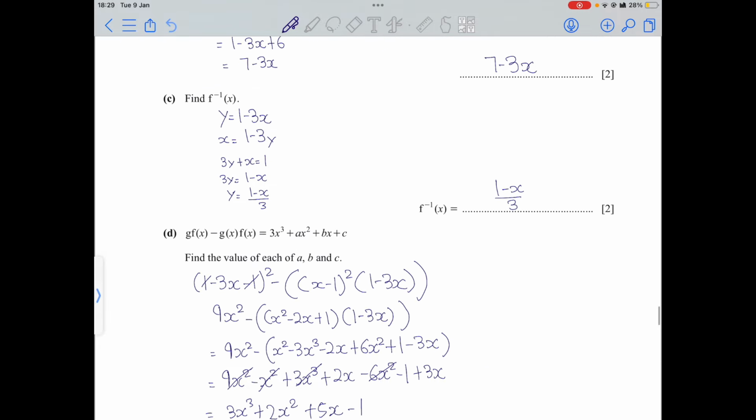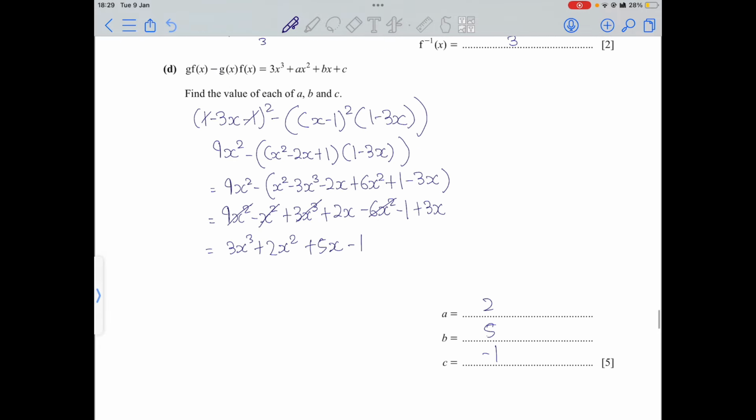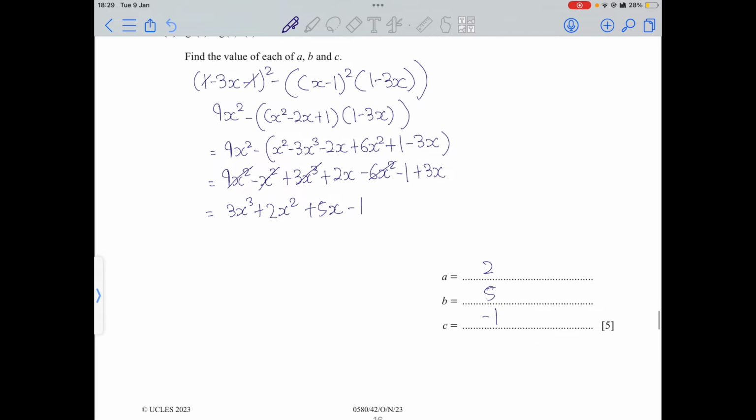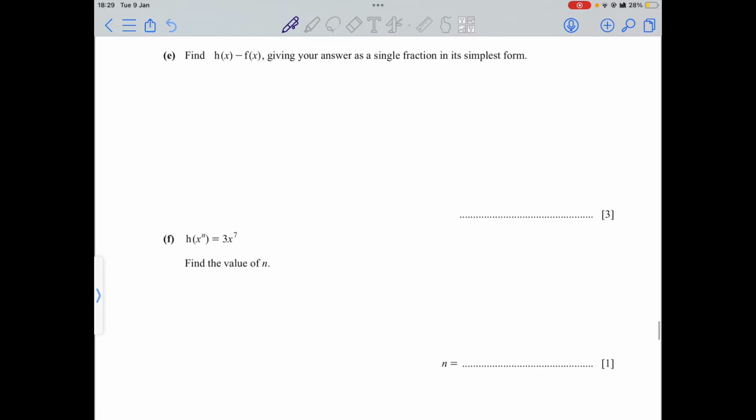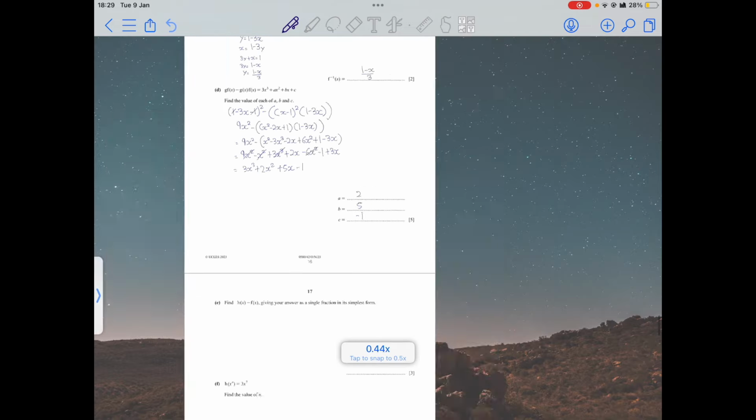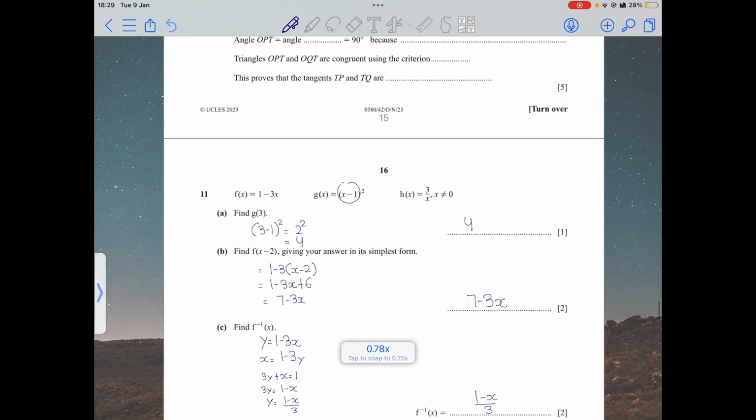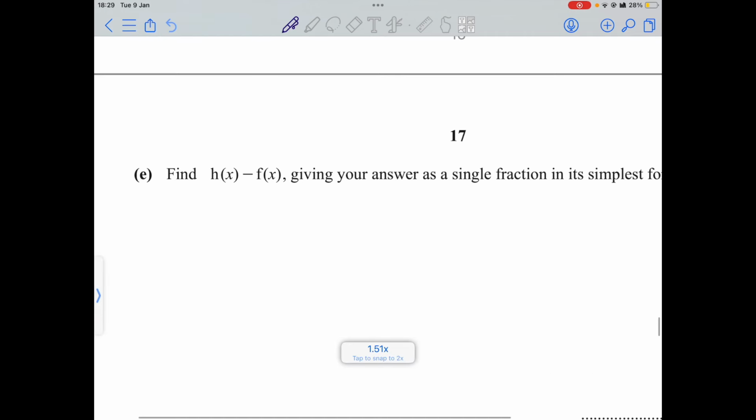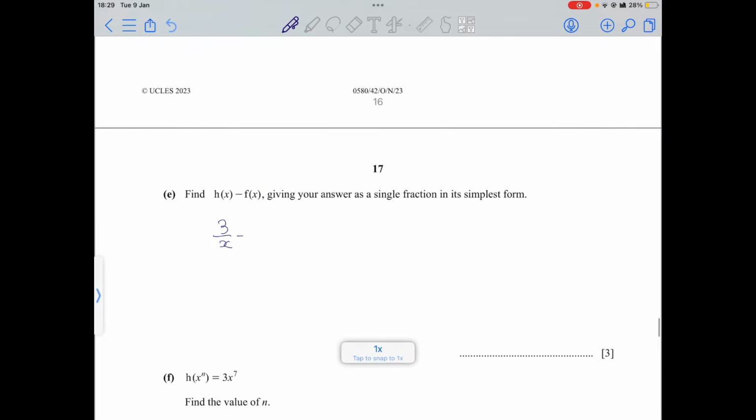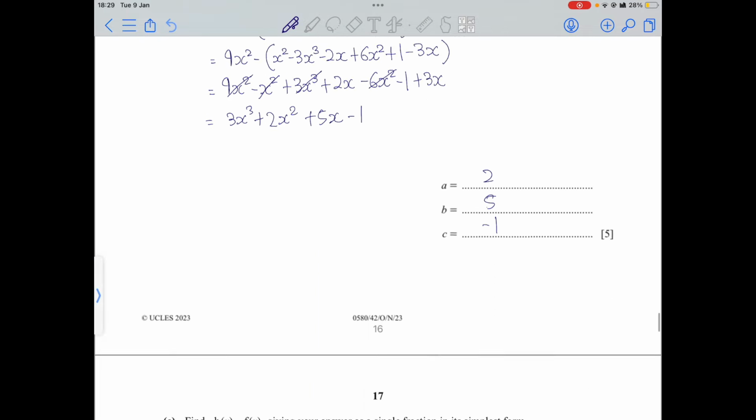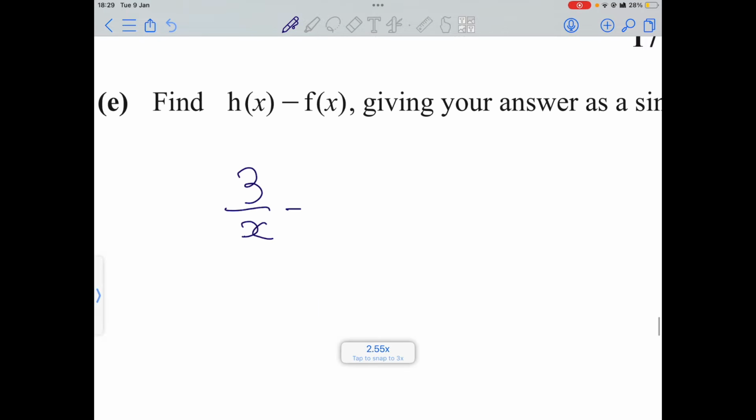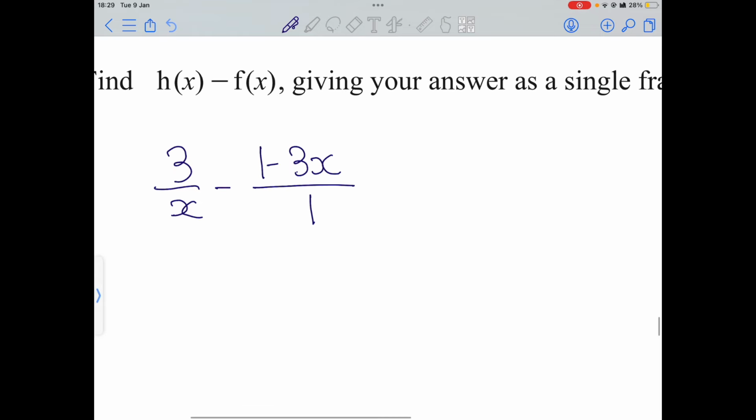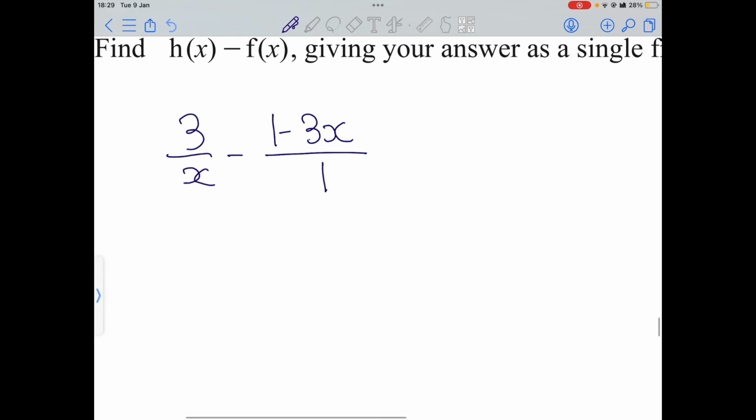All right, the next part: find h of x minus f of x. h of x is 3 over x. So we have to take 3 over x, subtraction with 1 minus 3x. I'm just putting it as a division by 1, because when you're subtracting fractions, you need a common denominator.